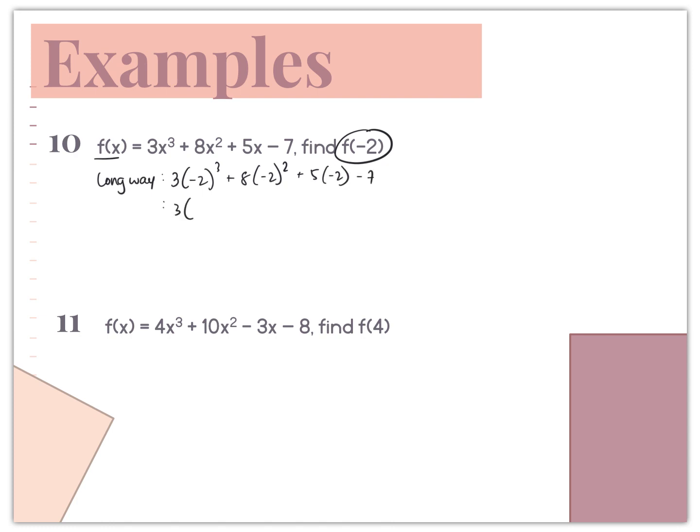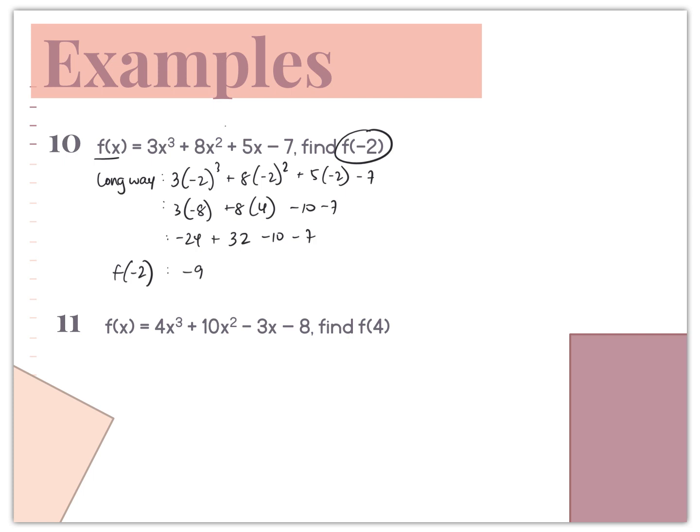Okay, so negative 2 cubed is negative 8. Negative 2 squared is 4. 5 times negative 2 is minus 10. And we have a minus 7. So then I come here and I get negative 24 plus 32 minus 10 minus 7. Let me just go in order. Negative 24 and 32 is 8. 8 minus 10 is minus 2. And minus 2 and minus 7 is minus 9. So the value of the function when the input is negative 2 is negative 9.